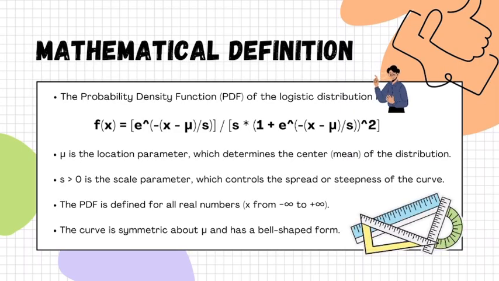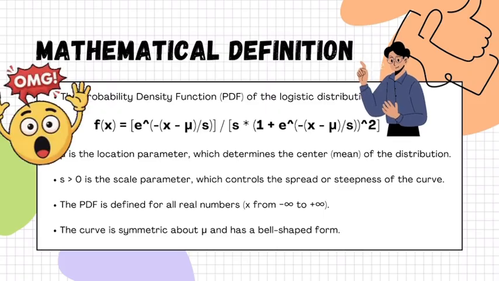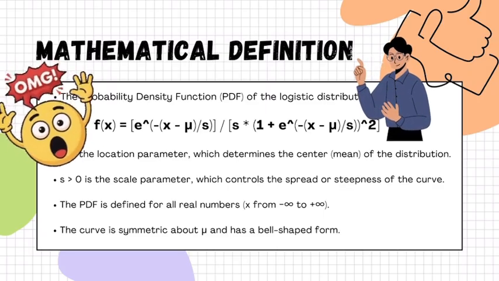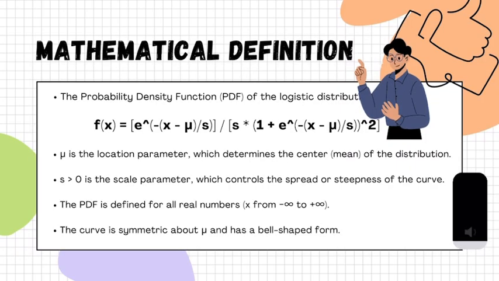Now let's look at the mathematical definition of the logistic distribution. The probability density function, or PDF, tells us how the probability is distributed over different values of x. This formula may look complicated, but we do not need to memorize it. We just need to understand what each part represents. Here, mu is the location parameter. It decides the center of the distribution and is also the mean value. The parameter s is the scale parameter. It controls how spread out or how steep the curve is. A large value of s makes the curve wider, while a smaller value makes it steeper.